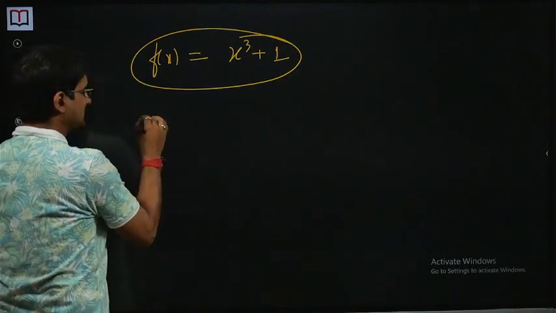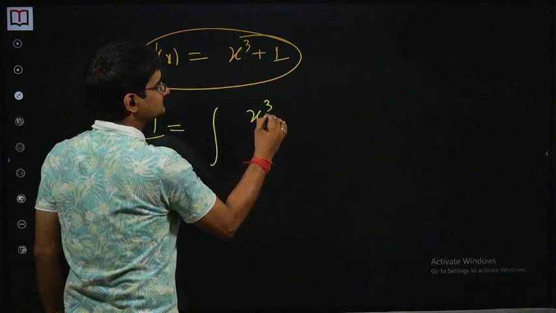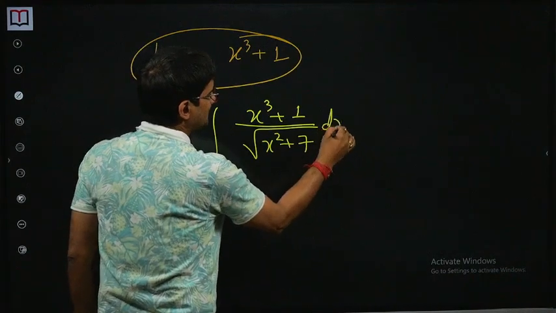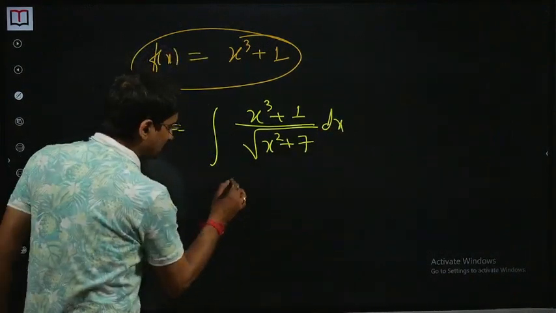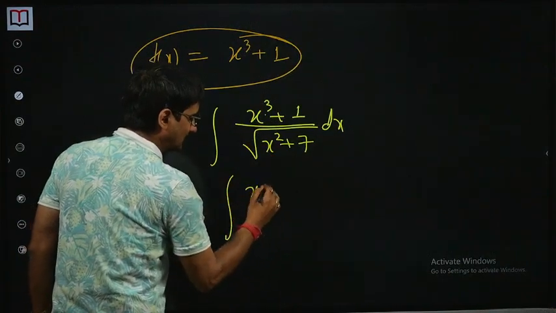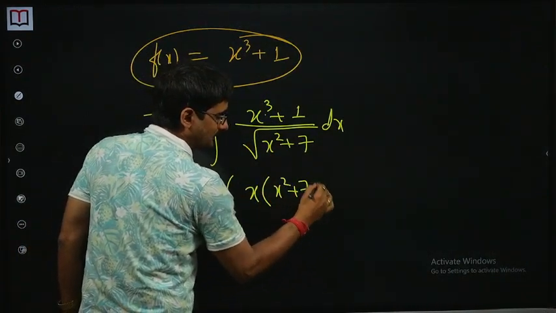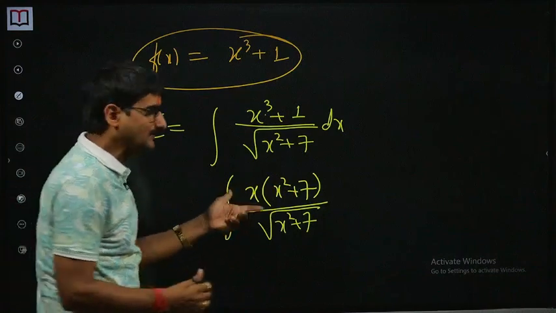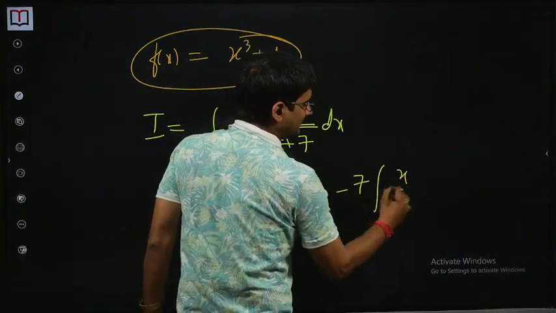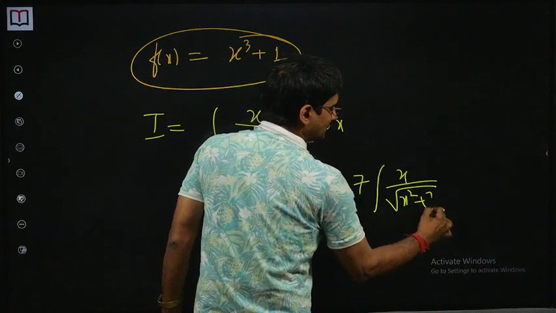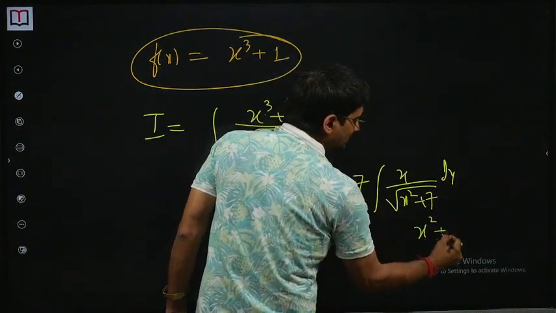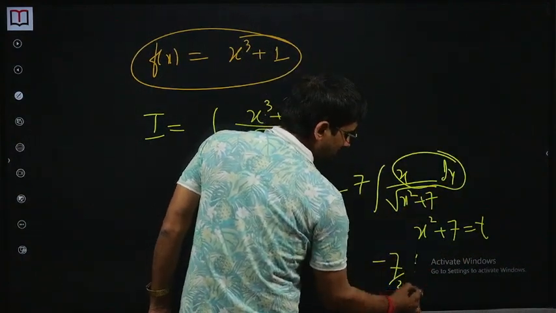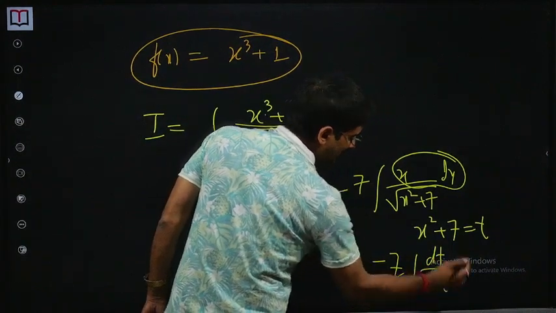So now we have to just integrate this, f x upon square root of x square plus 7. I will try to reduce it: x into x square plus 7 upon under root of x square plus 7. I added 7x, so I need to subtract 7x, giving x upon under root of x square plus 7. Now this one is done. How? Put x square plus 7 as t, its derivative is sitting here, so you can write it as 7 by 2 dt upon root t, and then it's done.